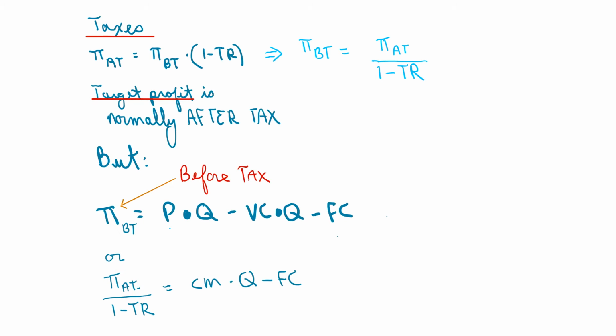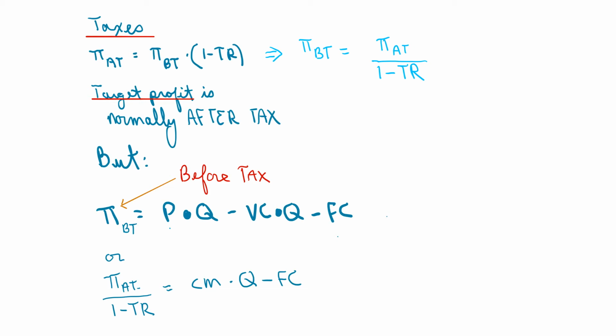If we want to add taxes in, we have to make a distinction between the after-tax profit and the before-tax profit. Normally, when a company sets a target, they're going to set a target in terms of after taxes. So the after-tax amount is equal to the before-tax amount times 1 minus the tax rate. That's because you have to gross up the before-tax profit in order to pay taxes. So the before-tax profit is equal to the profit after tax divided by 1 minus the tax rate.